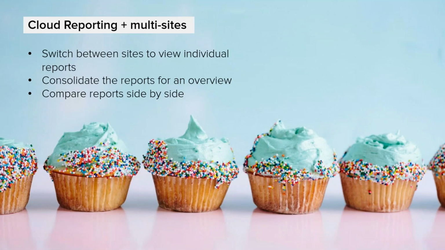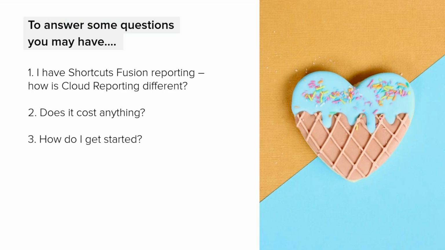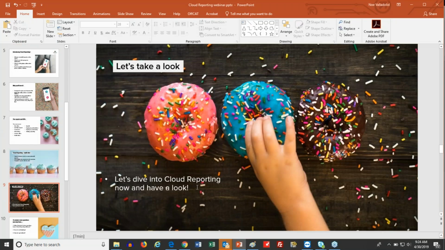So with multiple sites, what exactly does the cloud do? Cloud will allow you to switch between the sites. You can focus on one, you can focus on multiple. You can consolidate your reports and have just one general overview like we did with the dashboard. And you can even compare reports side by side. So let's actually start to dig into it. Let's take a look at cloud reporting. So we'll go back one slide and let's dig into the actual cloud.